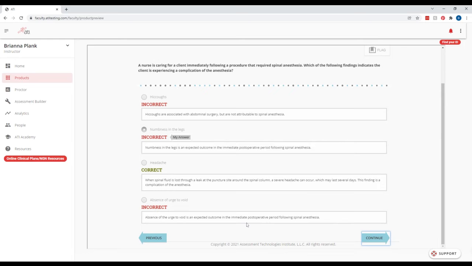And then they might not be able to feel the urge to void because the spinal anesthesia has numbed them, like I said, kind of from the waist down. So that would be an expected finding.